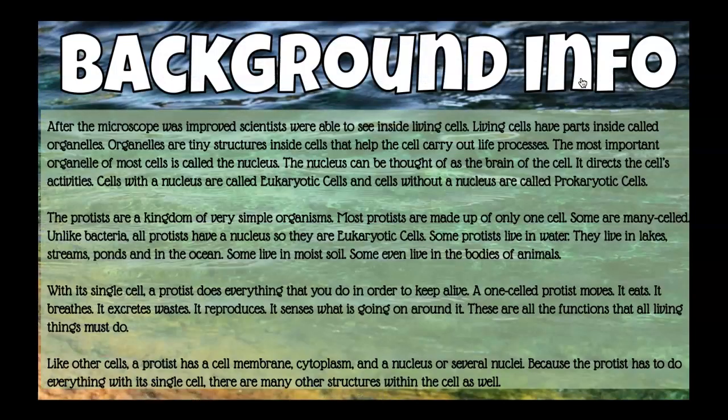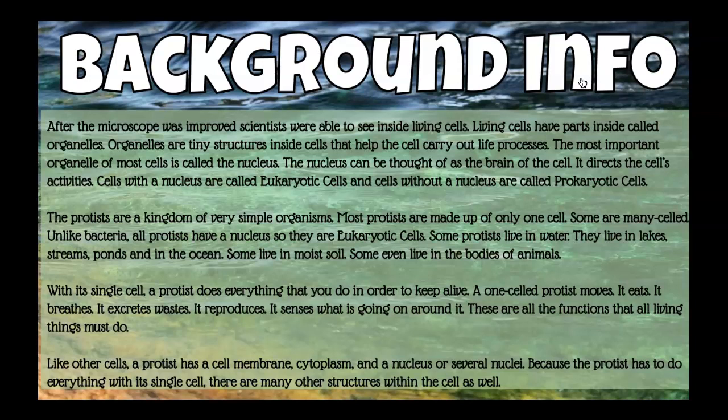In this first section, this is all about background information. It talks about from the beginning, once microscopes were created, they started using them to look inside of different organisms, and they were able to see the different organelles within a cell. They talk about the difference between eukaryotic and prokaryotic cells, which just means if the organism or the cell has a nucleus, then it's eukaryotic, but if it doesn't have a nucleus, it's prokaryotic.